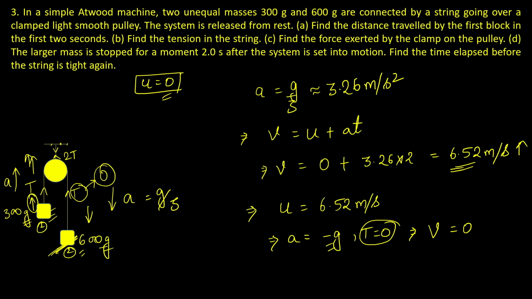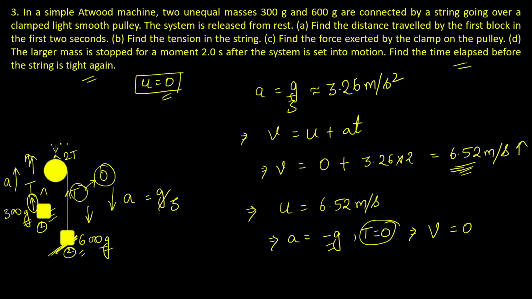That will be at the highest point. And the time taken by this first system to reach from 6.52 meters per second velocity to the 0 velocity at the highest point is going to be the time elapsed before this string is tight again. And that's what the question is. Just think it very carefully.